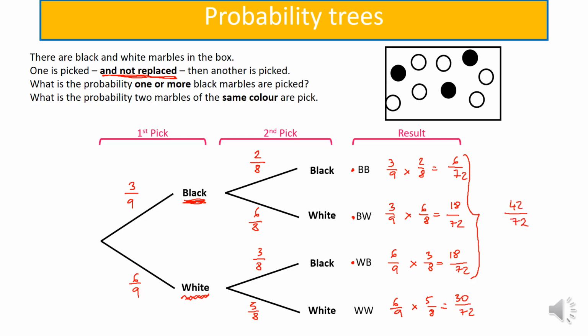So the answer to the first question is 42/72. Now the second part of the question: what is the probability two marbles of the same color are picked? The same color, that means here, black and black, or here, white and white. So to answer this part of the question, I need to add these two fractions together, and the answer will be 36/72.